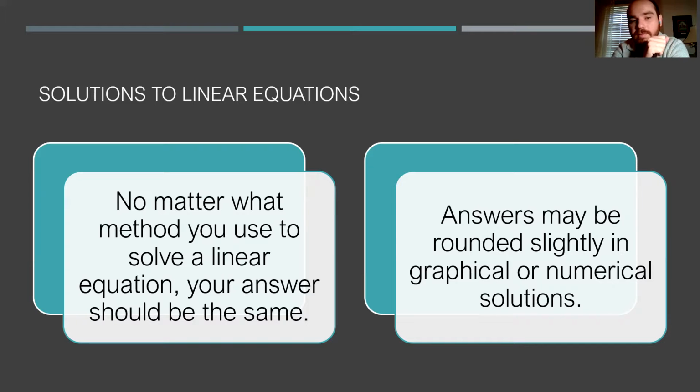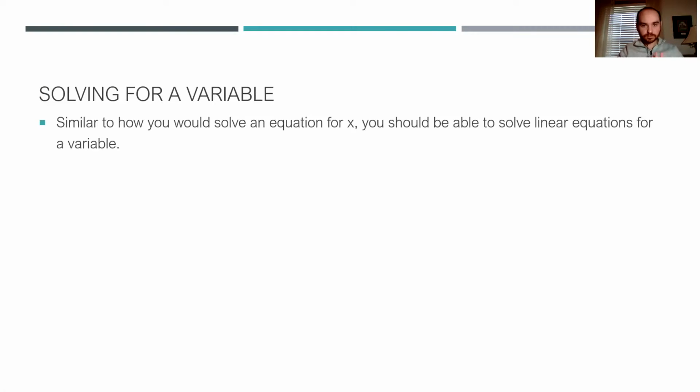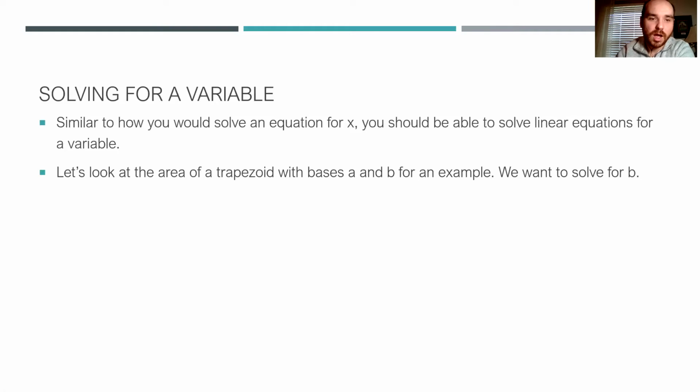So in things where you plug them into your calculator, it might give you approximations if the number is really, really complex. Whereas if you solve it symbolically, you can get exact answers most of the time. So similar to how you would solve an equation for x, you should be able to solve linear equations for a variable. Basically, this is just simplifying an equation. This is more of a mathematical process thing than a linear equations issue. But let's look at an example of what I'm talking about here.